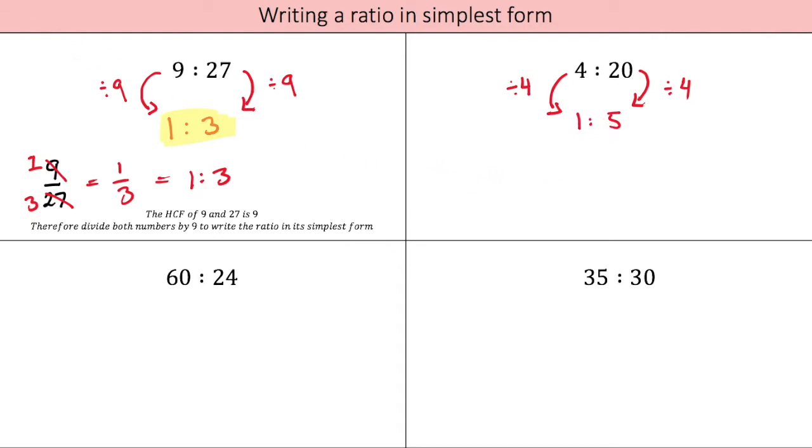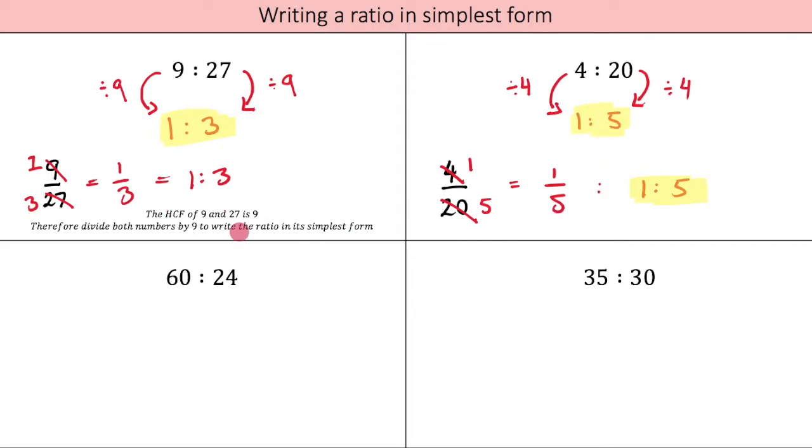Just so you're all super clear with it, we could also use this notation to represent what we're doing. We're starting with 4 over 20. I'm dividing this by 4 to make it 1. I'm dividing this by 4 to make it 5, which means we're going to end up with 1 over 5, which is 1:5. And as you can see very clearly, this is the same thing as this.